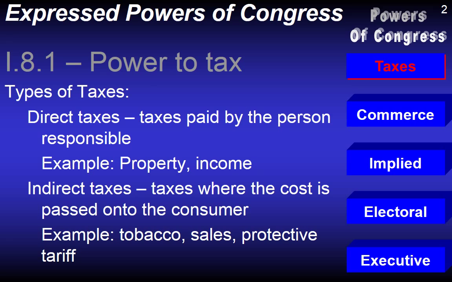But there are also indirect taxes, and this is where the taxes are assessed at some location, and instead of you writing out a check and sending it to the government, the seller collects the tax and sends it to the government for you. Tobacco, sales tax, and protective tariffs are all examples of where you don't individually pay the tax in. It's all collected by the business and then sent in for you.